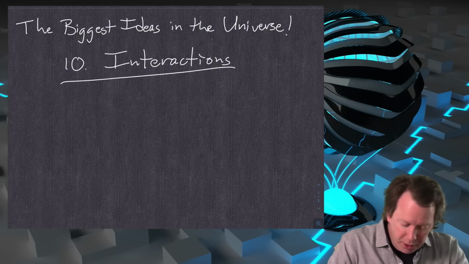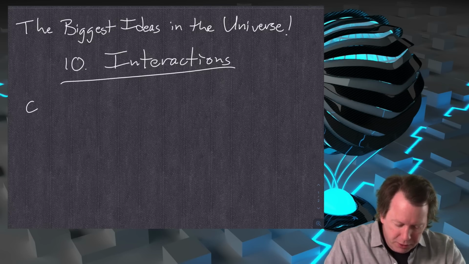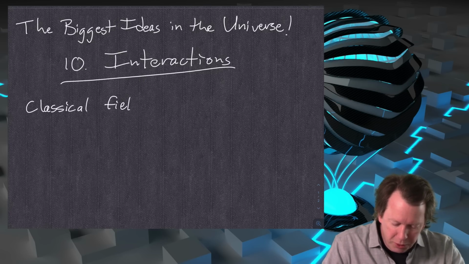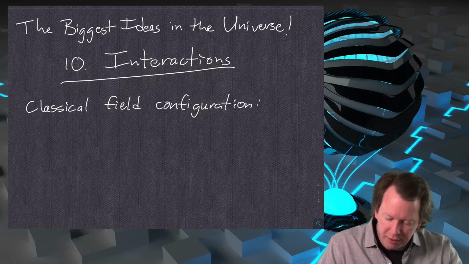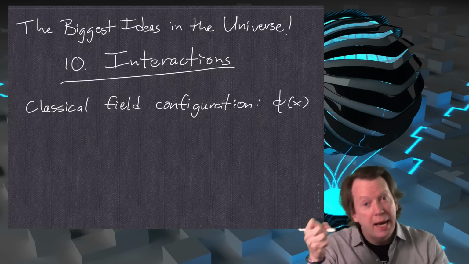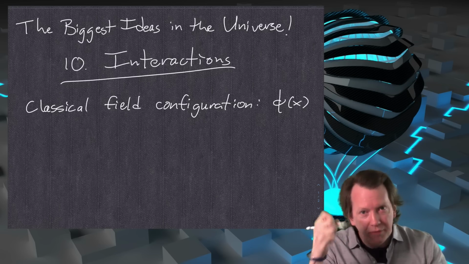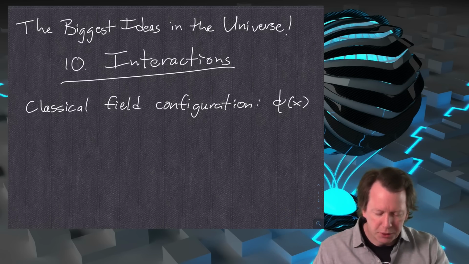So to remember where we are, we have classical field configurations. Classical fields, which is our starting point, have a configuration. And we just started with the simplest case of a scalar field. Scalar field meaning just that at every point in space, there is a real number, a value for that field. More complicated examples would be vectors or tensors or spinors or whatever.